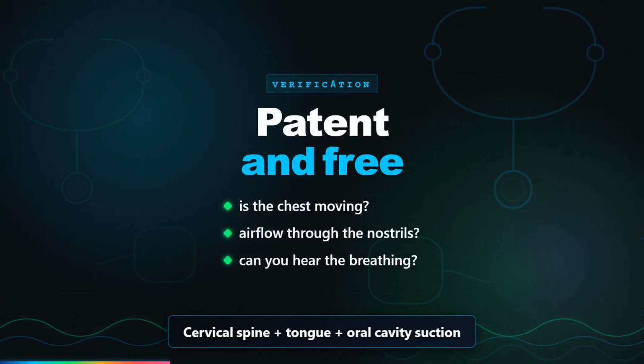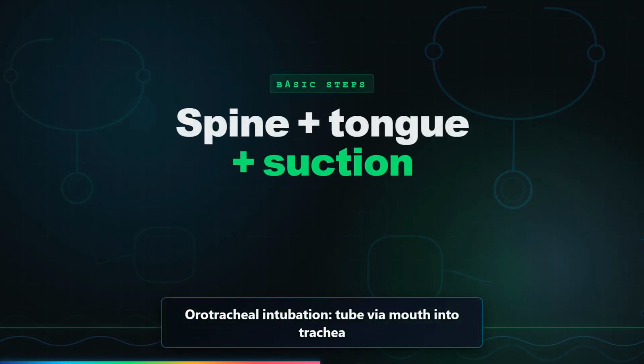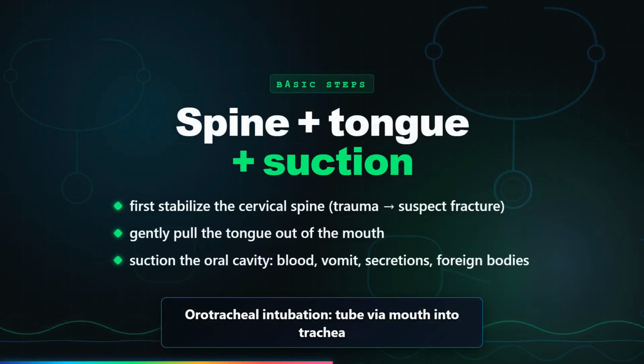First step, stabilize the cervical spine. Why? Because if there is trauma, there may be a cervical spine fracture, and abrupt movements can worsen the spinal cord injury. With the spine stabilized, extend the patient's tongue out of the mouth by pulling it gently. Perform suction of the oral cavity to remove blood, vomit, secretions, or foreign bodies that may be obstructing. If this is not enough to establish a patent airway, you need to move on to more invasive methods.